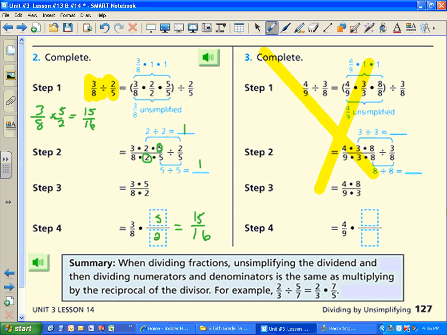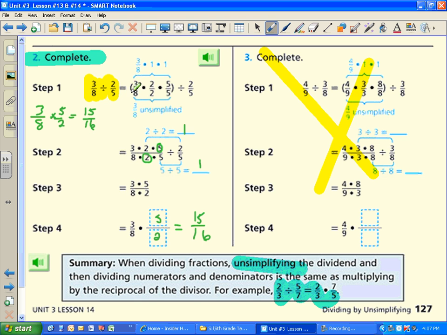And then it goes on to say when dividing fractions, unsimplifying the dividend and then dividing the numerators and the denominators is the same as multiplying by the reciprocal of the divisor. And that's exactly what I would do, but it's just another way of looking at it. 2/3 divided by 5/7 is the same as 2/3 times 7/5. So know this unsimplifying, but know that you can always find a reciprocal and come up with the same answer. Okay?